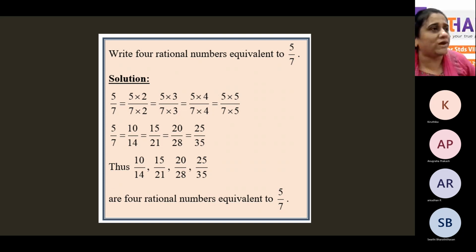10 is not a perfect square. So the square root of 10 is an irrational number. 30 is not a perfect cube. So the cube root of 30 is an irrational number.